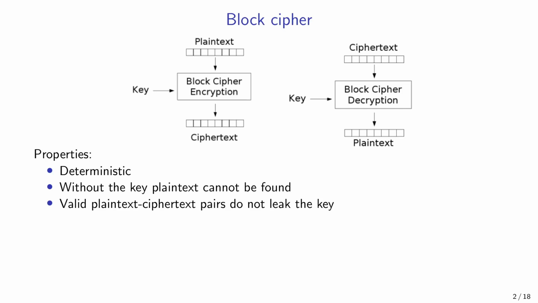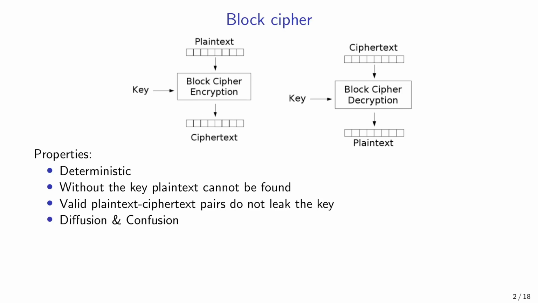Another important security property is that valid plaintext-ciphertext pairs do not leak the key. For example, if you know the plaintext and corresponding ciphertext, it does not really help you to speed up the brute forcing of the key. What it does, however, is that it gives you a reference point to detect when the correct key has been found.